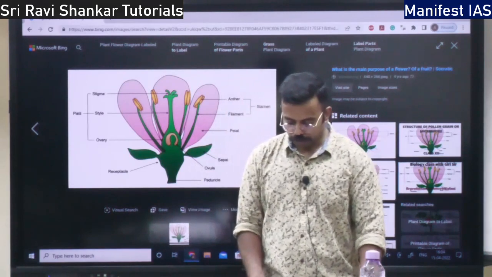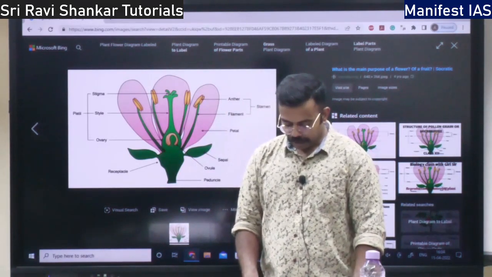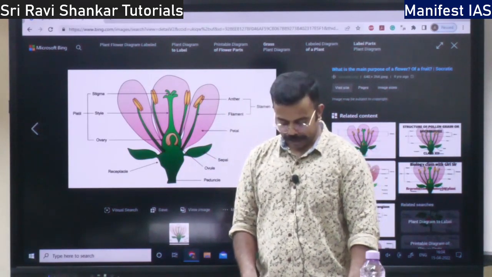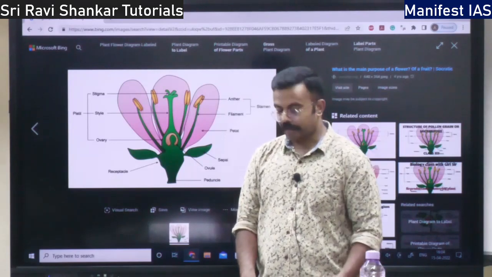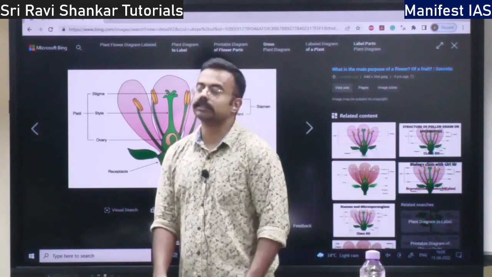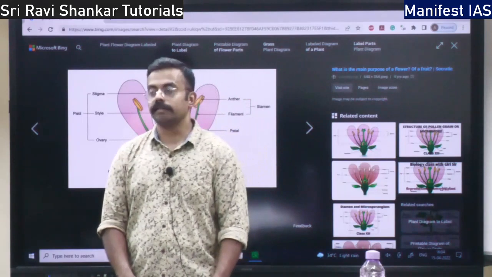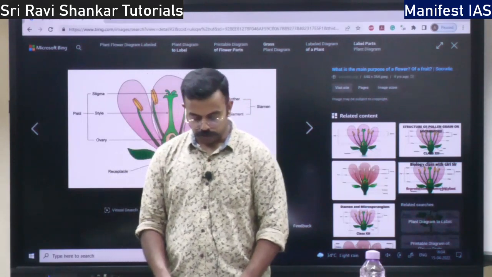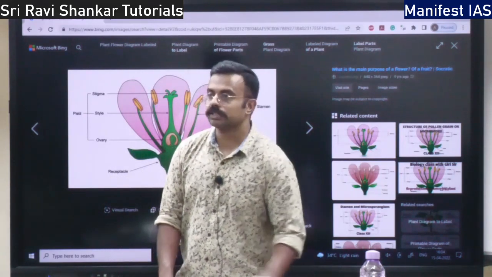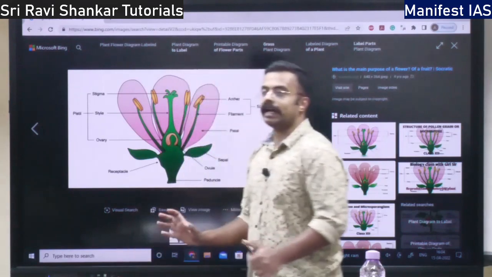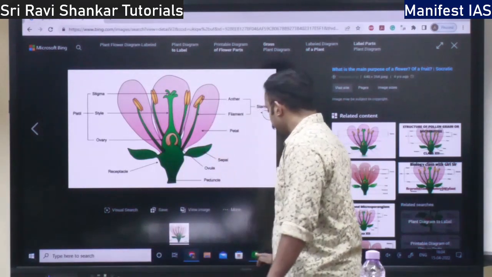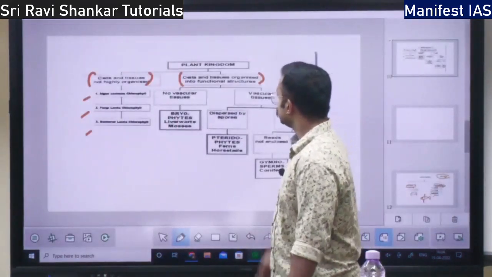Ovary, fruits, ovules, seeds, right? From the seeds, new fruits will emerge. So India has 7% of the world's flowering plants, 7%, right? So this is all about the entire plant diversity. I have finished. Plant diversity is done.